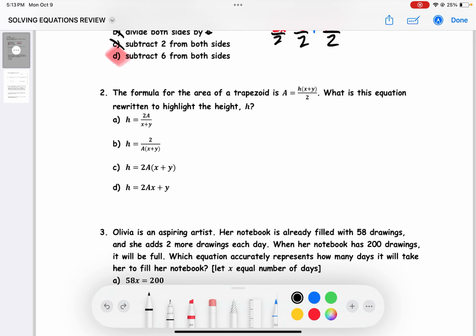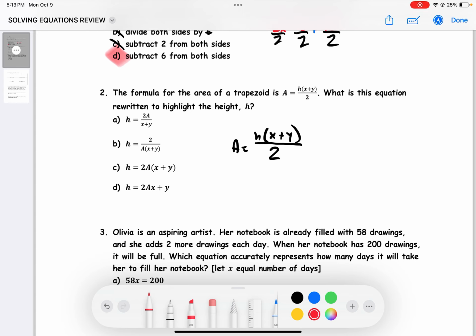Number 2, the formula for the area of a trapezoid is A equals, the area equals the height times its first base plus its second base, which I represent as x and y, and then I cut that in half. And I want to rewrite this equation to highlight my height, which means I want the h variable by itself. And this looks like a daunting task, but once you take it one step at a time, you'll realize that your work is really laid out for you.